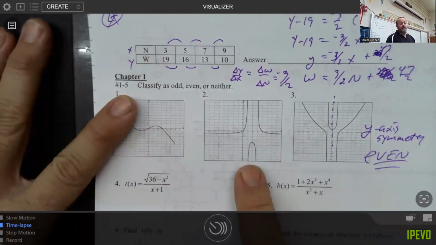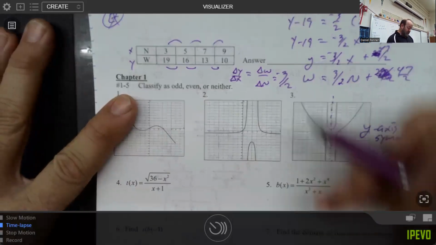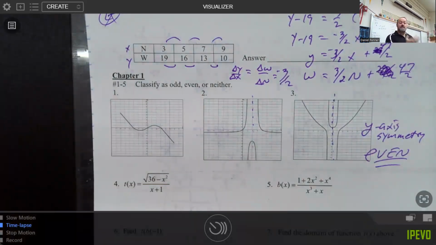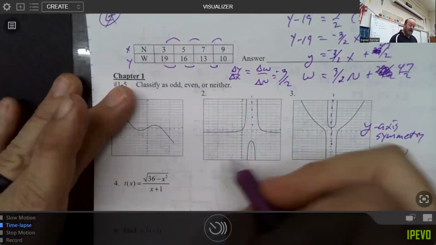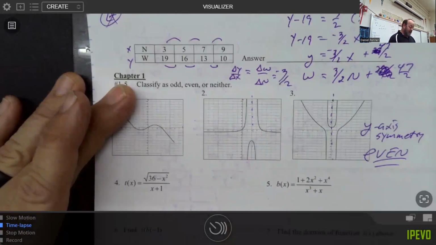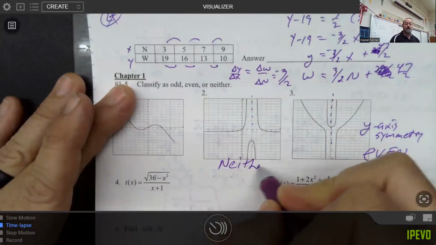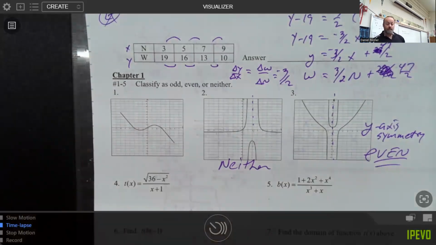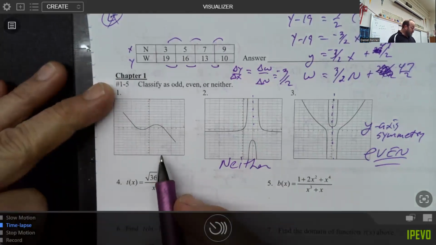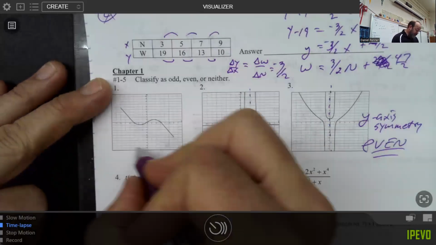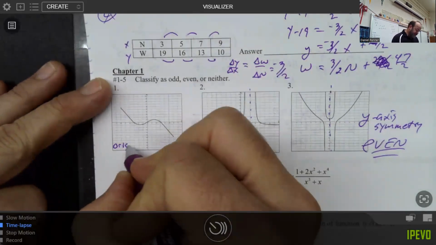Now, this one has pretty nice symmetry too. You can see there's a line of symmetry right here. However, that is not specifically on the y-axis, and it is certainly not having any kind of rotational symmetry. So that classifies itself as neither of the two. It's not odd, it's not even, it doesn't have any special symmetries. But this particular one right here is really nice because it has origin symmetry.